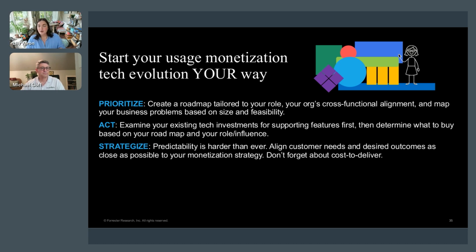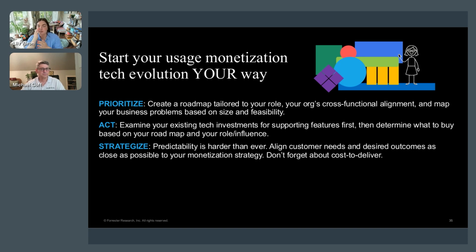Then after you've decided and taken stock and audited your existing capabilities and where those gaps are, and you have a sense of where you need to stop the bleeding and how you can do that, now it's time to strategize, right? Predictability is harder than ever.